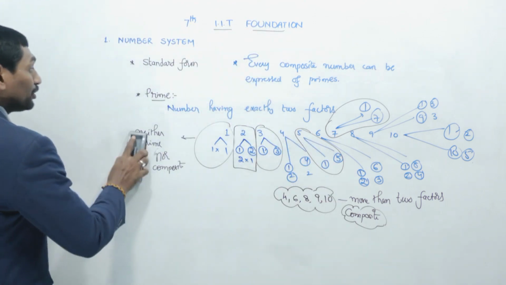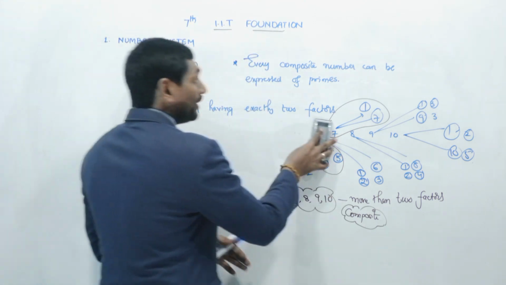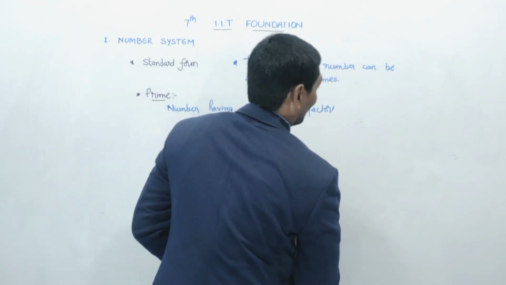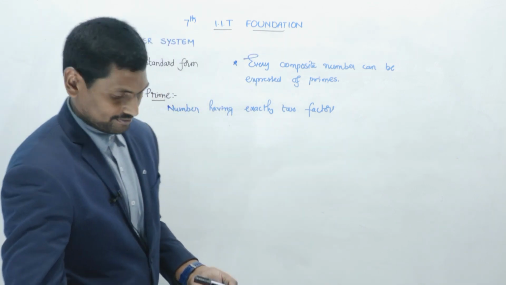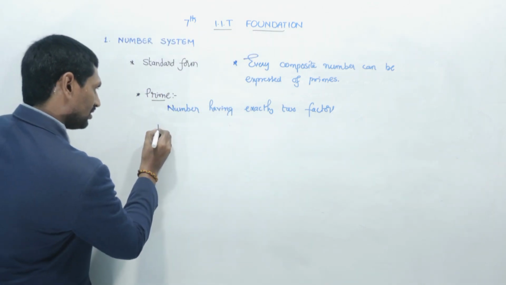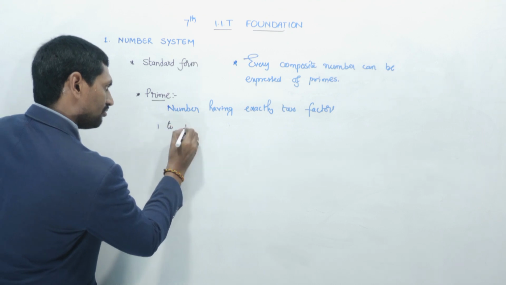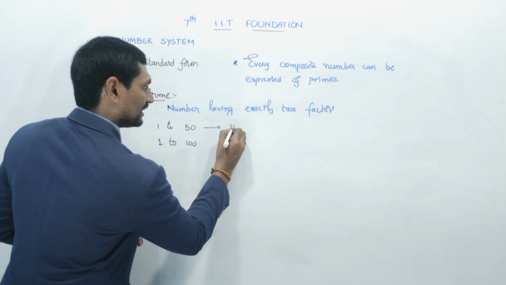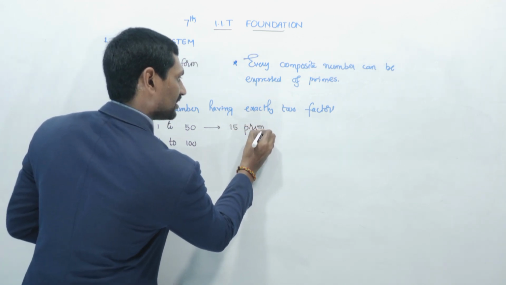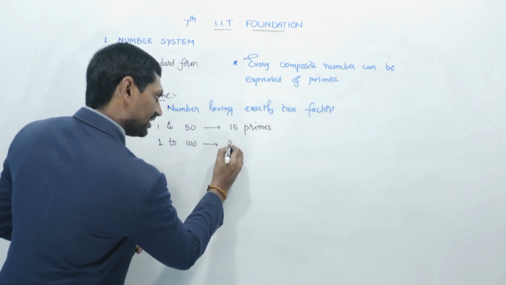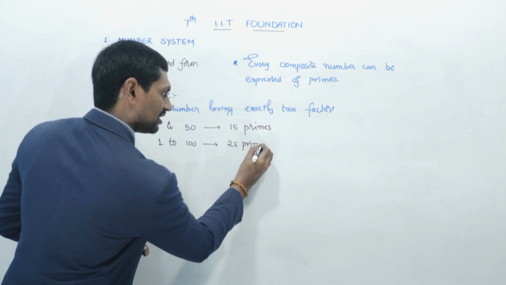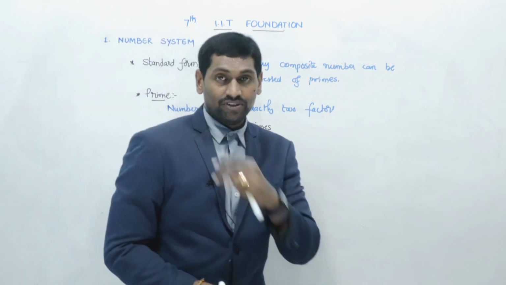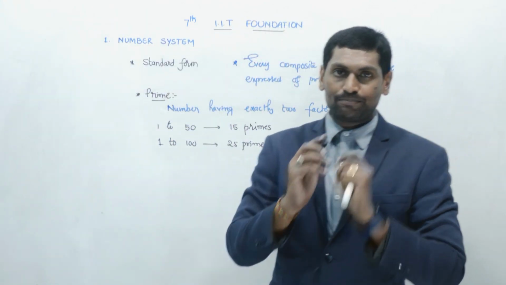Now 1 to 100, how many prime numbers are there? 1 to 100 there are 25 prime numbers. 1 to 50, there are 15 prime numbers. 1 to 100, 25 prime numbers. That means 50 to 100, only 10 prime numbers.